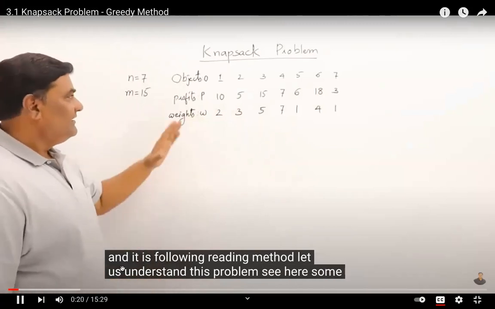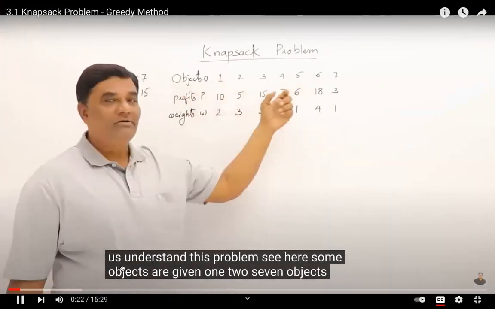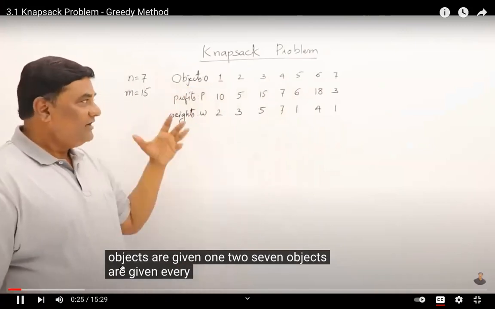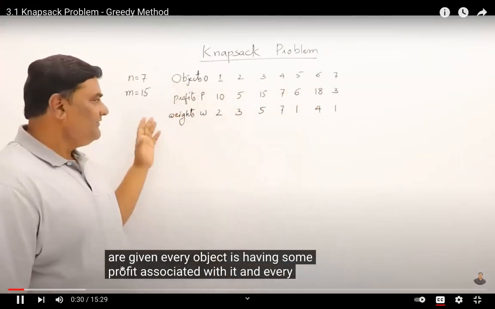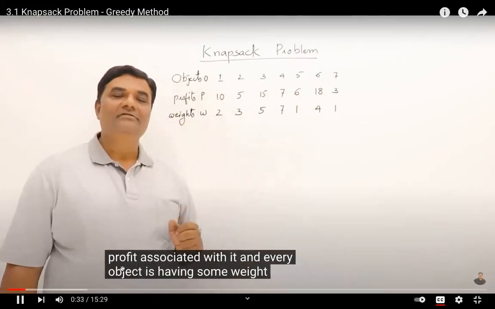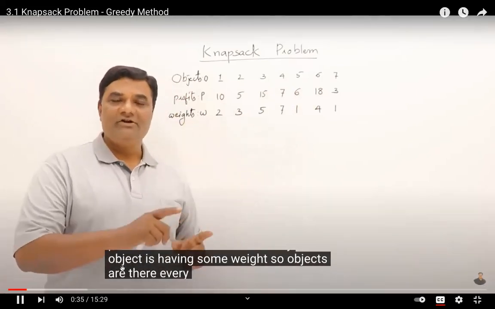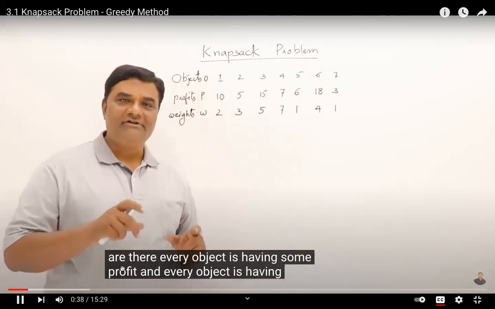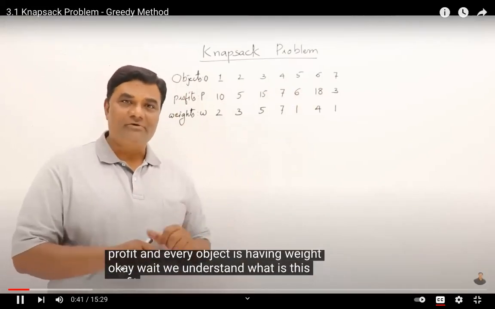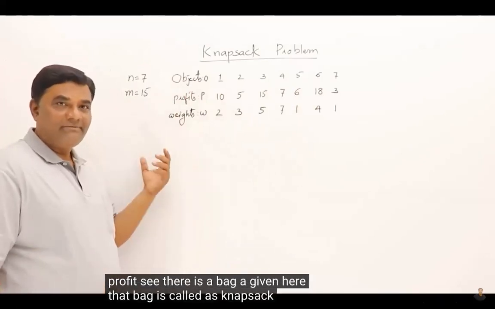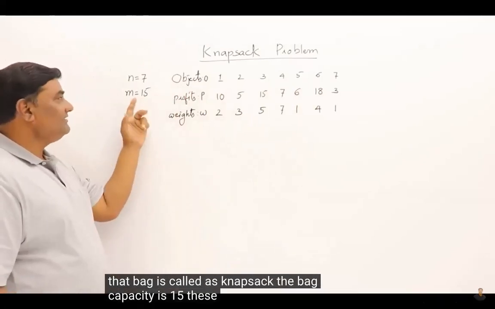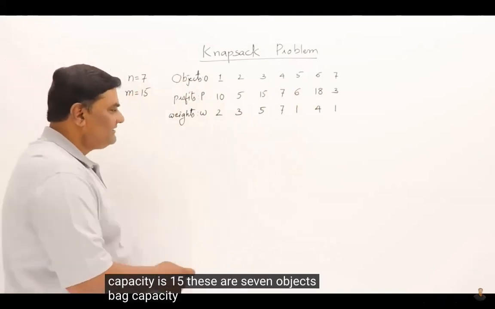See here, some objects are given, 1 to 7 objects. Every object has some profit associated with it, and every object has some weight. Weight we understand. What is this profit? See, there is a bag given here. That bag is called a knapsack. The bag capacity is 15. These are 7 objects, and the bag capacity is 15.